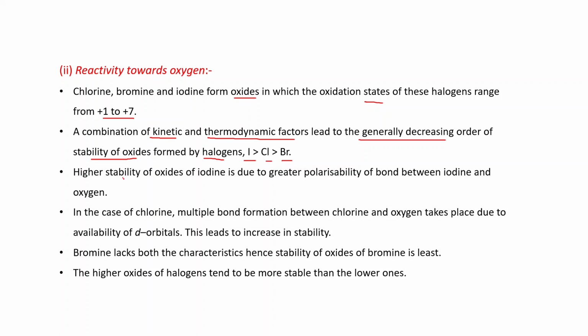Higher stability of oxides of iodine is due to greater polarizability of the bond between iodine and oxygen. In the case of chlorine, multiple bond formation between chlorine and oxygen takes place due to availability of d orbitals. This leads to an increase in stability, and bromine lacks both the characteristics. Hence, stability of oxides of bromine is least. The higher oxides of halogens tend to be more stable than the lower ones.